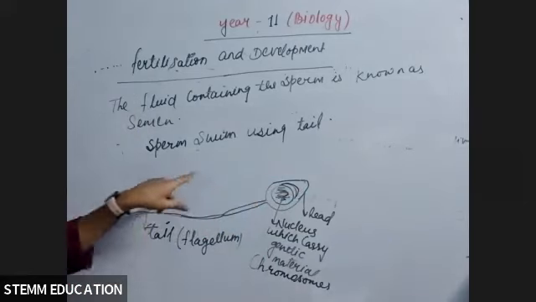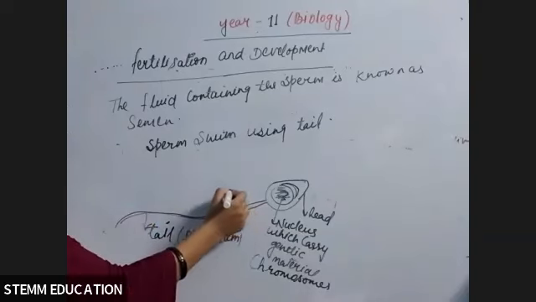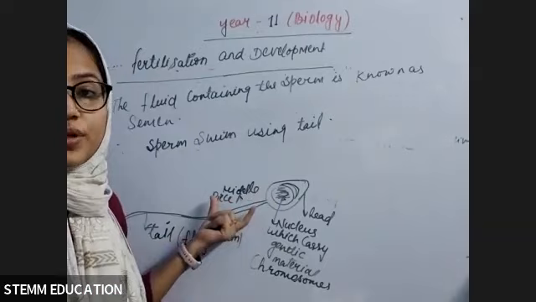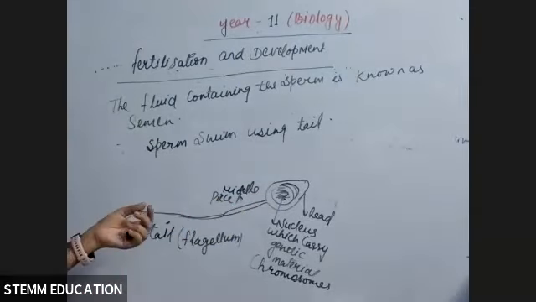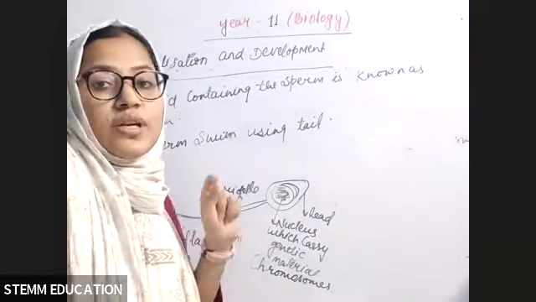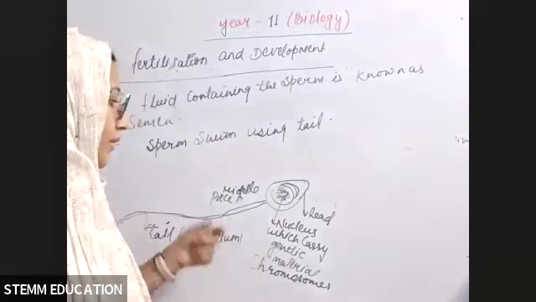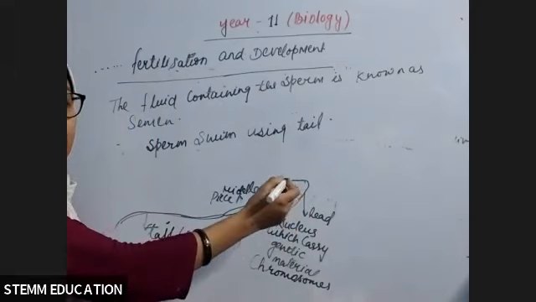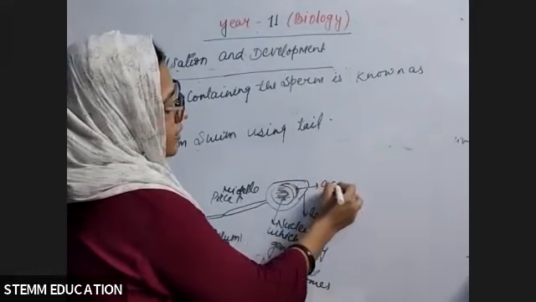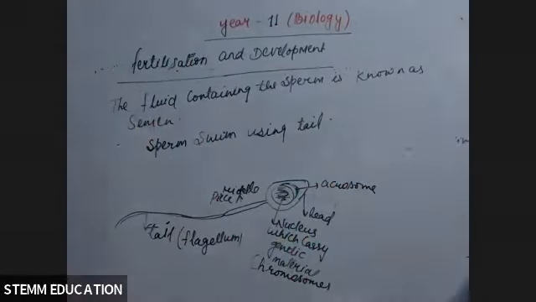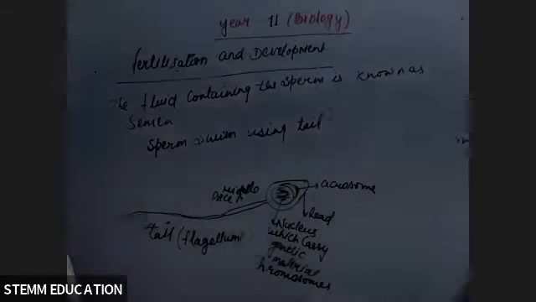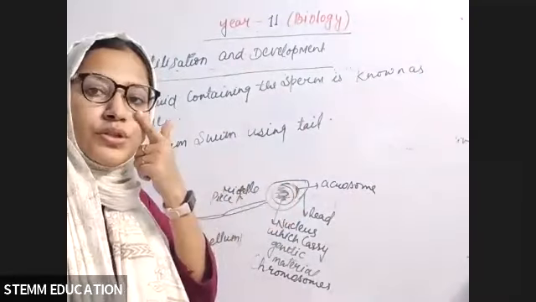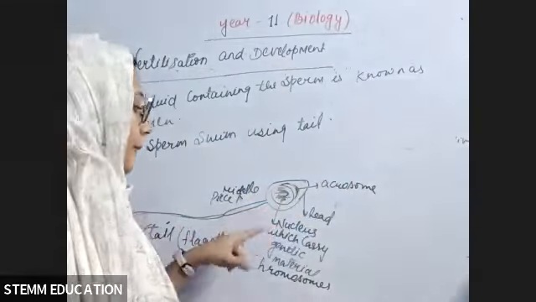This is the head, the tail, and the nucleus, and this is the middle piece. It contains mitochondria, which release energy. Mitochondria are also present inside human cells. I hope you understood till here. And this part is known as the acrosome. It is a vesicle which contains enzymes to dissolve the way through the jelly of the egg.